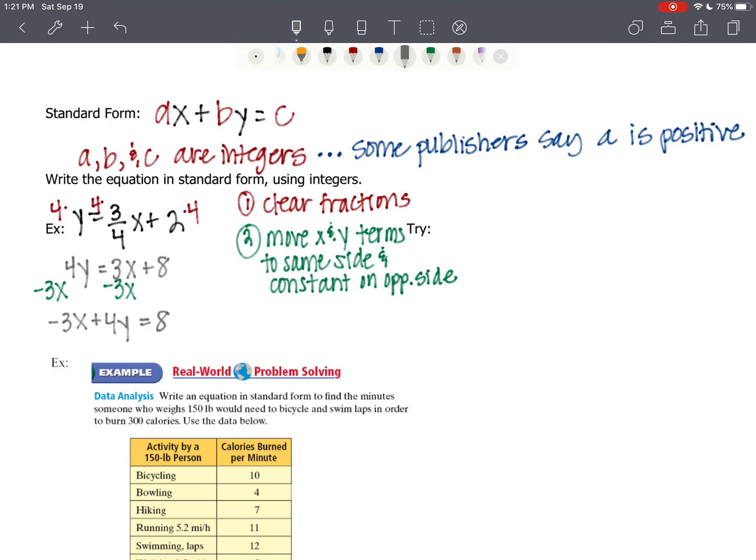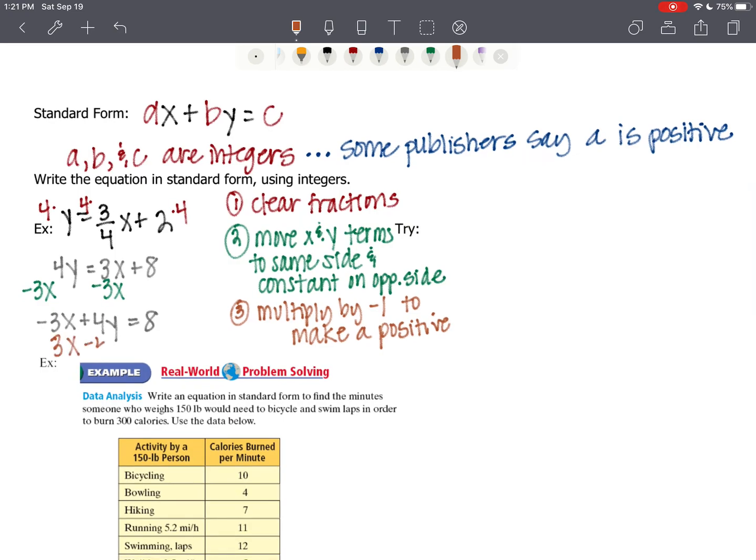For some publishers, this is okay, because you've got ax plus by equals c. However, other publishers are going to say a step further, multiply by -1 to make a positive. So if we multiply each term by -1, we would get 3x minus 4y equals -8. Either one of these answers is going to work.